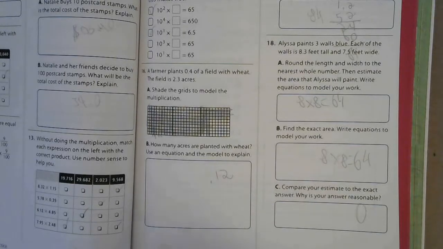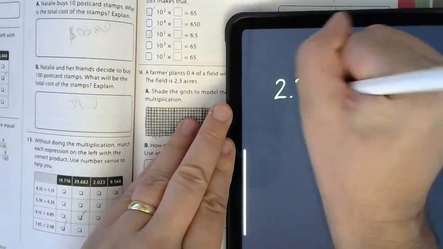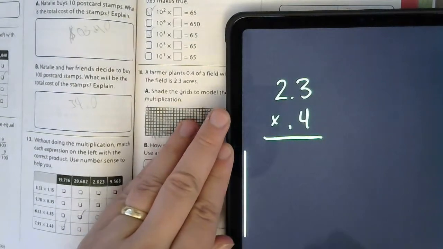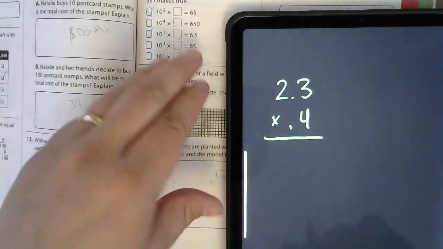And then part B, we can use that model if we want to, or we could just multiply how many acres are planted with wheat and use an equation to model and explain. So we can certainly do that with the equation. We have 2 and 3 tenths. We'll multiply times 4 tenths. And we'll just multiply like we're used to. We're going to ignore the decimals.